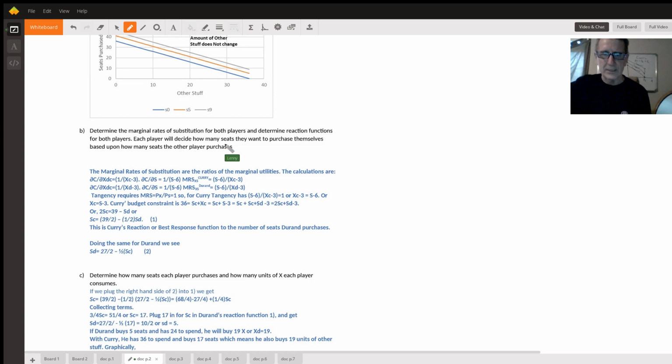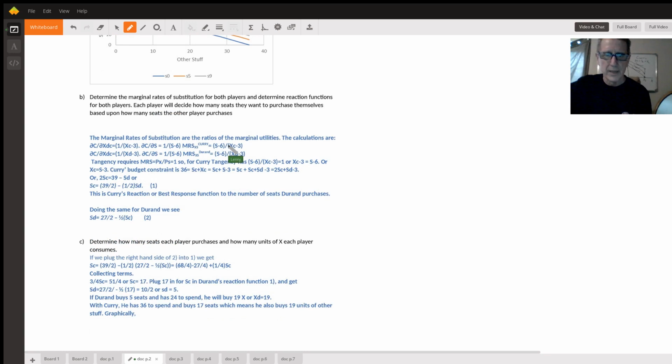So that's how we see the opportunity set shifting. Now we want to determine the marginal rates of substitution for both players. If you're not familiar with the calculus, I've taken the derivatives for you, but remember that the marginal rate of substitution is the ratio of the marginal utilities, and they're identical for the two. We have a tangency requirement that the budget constraint must be tangent, or the opportunity set must be tangent to the indifference curves, or the MRS must equal the relative price ratio, which we've set equal to 1 for convenience.